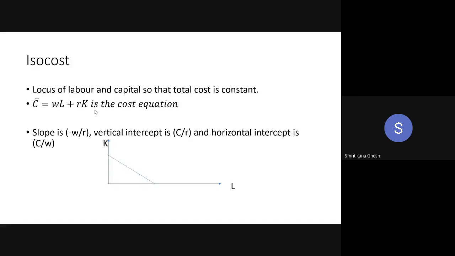Now this is a new concept, the concept of ISO cost. ISO means same and cost means cost. I should not explain what is cost. So ISO cost means the line along which your total cost is fixed. Now look at the first bullet. This is the definition of the ISO cost line. It is the locus of labor and capital so that the total cost is constant.